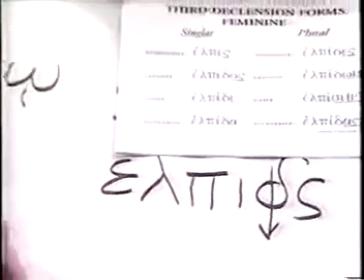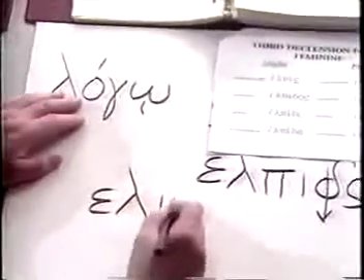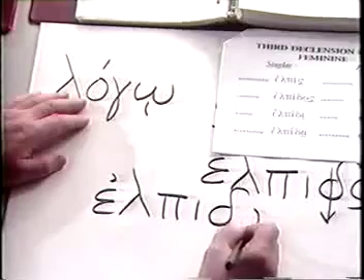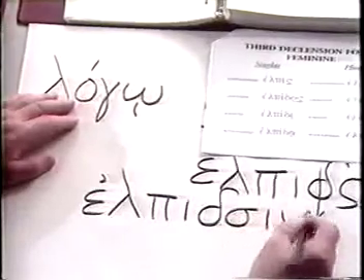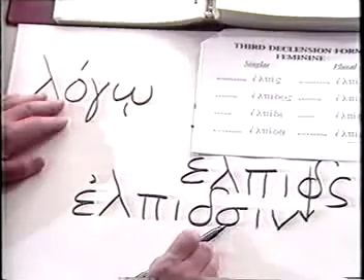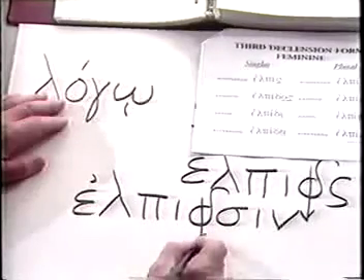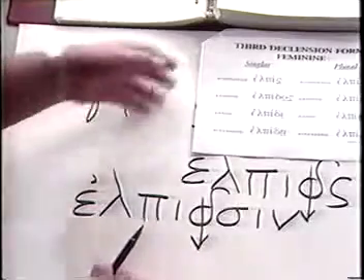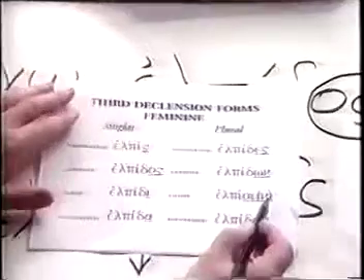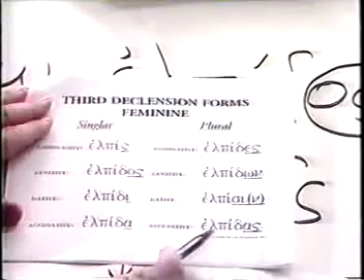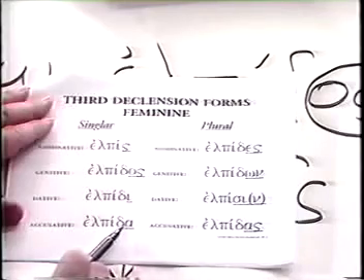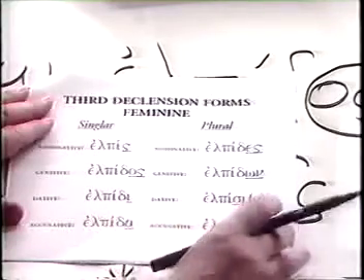If our stem is elpid, and we add the plural dative, sigma iota movable nu, what happens to the dental delta followed by sigma? Dentals elide followed by sigma. So we wind up with the form elpisin. The plural accusative is elpidas, simply adding a sigma to the singular accusative.